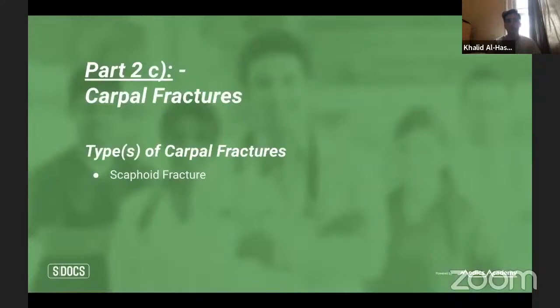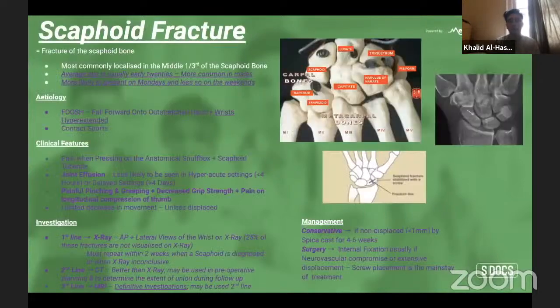Carpal fractures. The most important one to take away from today would be a scaphoid fracture, and that's the one that I'm going to be teaching you. A scaphoid fracture is a fracture of the scaphoid bone, which is located within the wrist. It is one of the carpal bones.